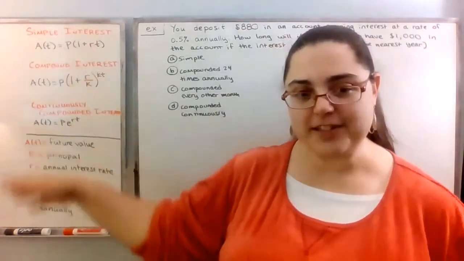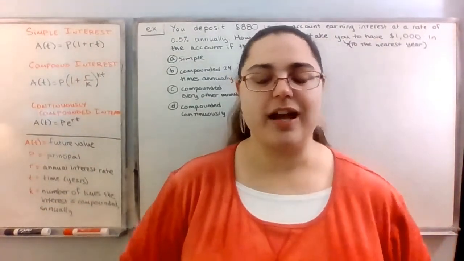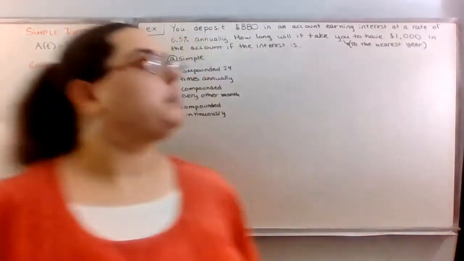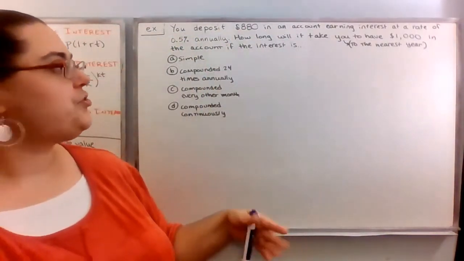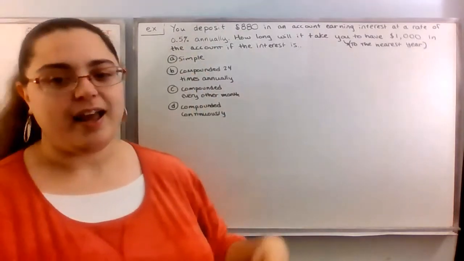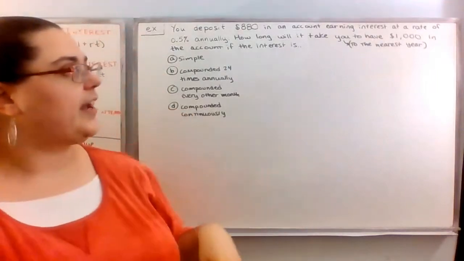All right, so these are our formulas. Let's go ahead and apply them in 4 examples. Basically, we're going to look at one scenario where you deposit $880 in an account, and it has an interest rate of 0.5% annually. We want to know how long it's going to take us to have $1,000 in the account.